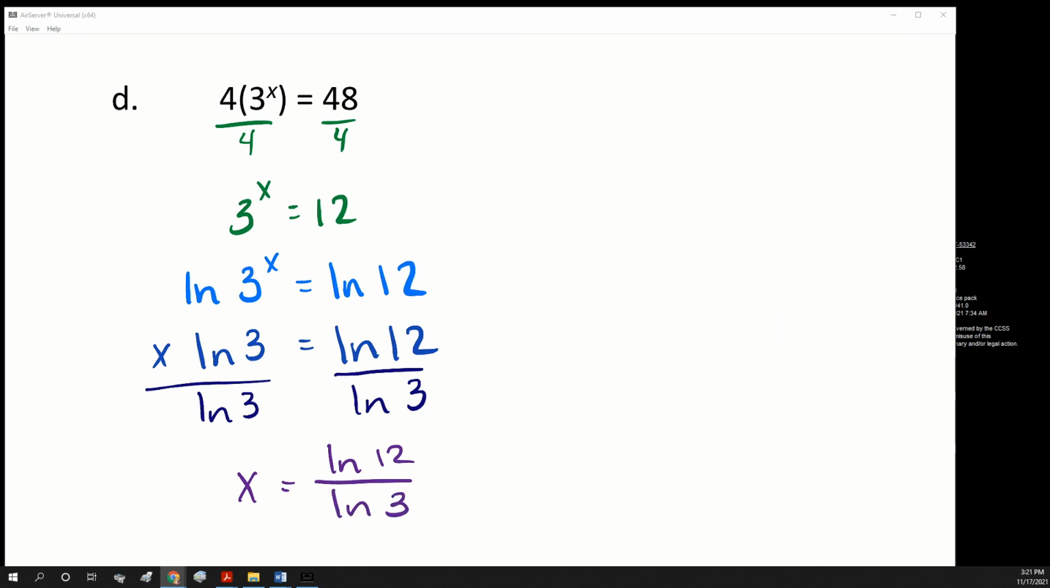Okay, so that is it. Now, I know it's really tempting to try and reduce the 12 over the 3, but you can't. If that's it, that's all you can do.